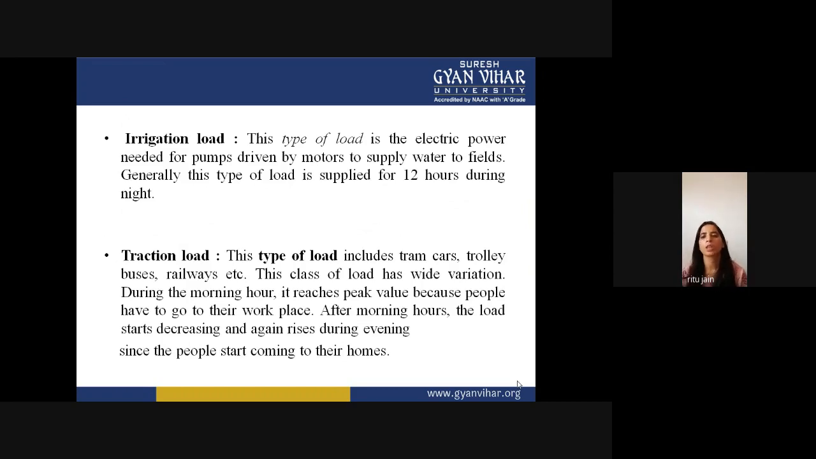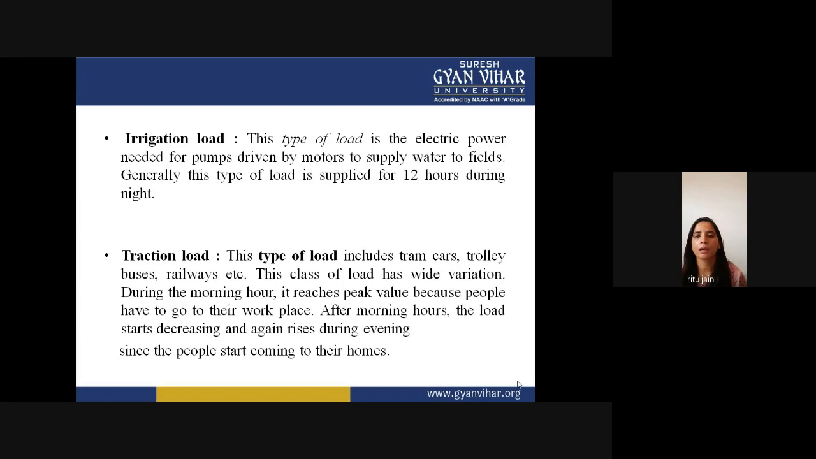Traction load: this type of load includes tram cars, trolleys, buses, railways, etc. This class of load has wide variation. During the morning hours, it reaches a peak value because people have to go to their workplace. After the morning hours, the load starts decreasing and again rises during the evening.